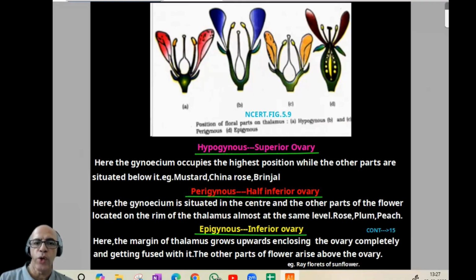Epigynous means inferior ovary. Here in the diagram you can identify it very easily. The margin of the thalamus grows upwards, enclosing the ovary completely and getting fused with it, and other parts of the flower arise above the ovary. This is the ovary part, and the rest is all above it. So epigynous means inferior ovary. Example is ray florets of sunflower.